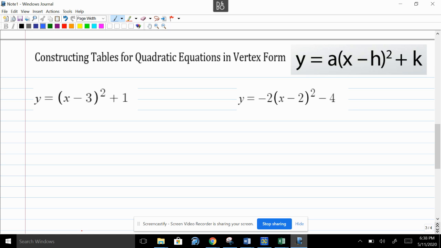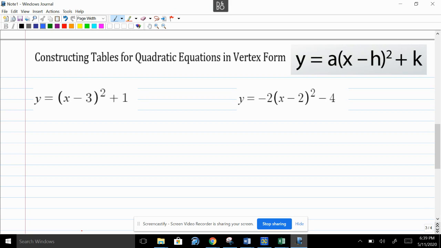Okay, guys, I'm going to show you how to construct a table of values for a quadratic equation written in vertex form. All right, and we're going to be able to do this without putting it on a graph. We're not going to need to graph it. We're going to use our vertex. We're going to use our parent equation. We're going to use our table of values, and we're going to come up with 7 ordered pairs that are on each of these graphs without actually graphing it. Okay, so let's get right to it.